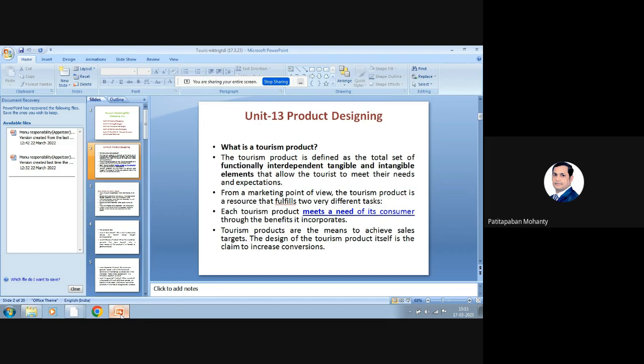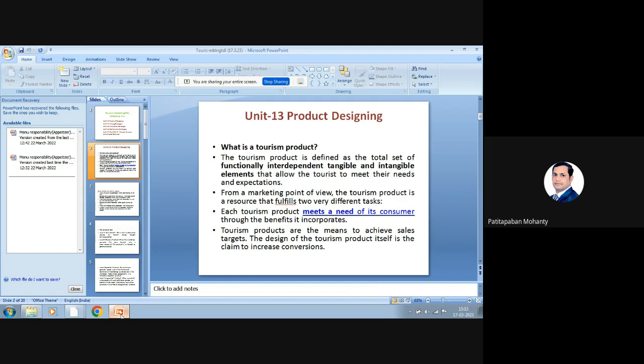Coming to the tourism and travel industry, the product is defined as a bundle of intangible and tangible elements or constituents that make the product more beautiful and make it consumable for the tourist. So what is tangible and intangible? The tangibles are the things or elements which you can see, the physical things.